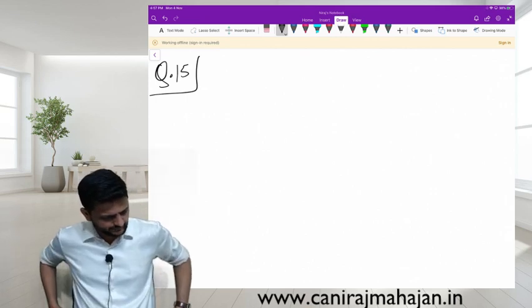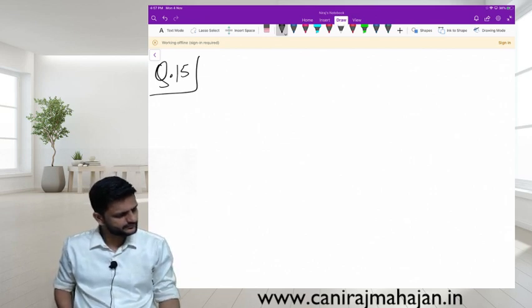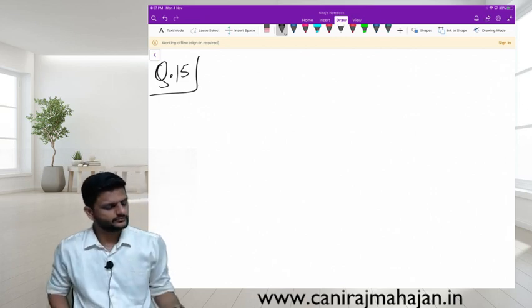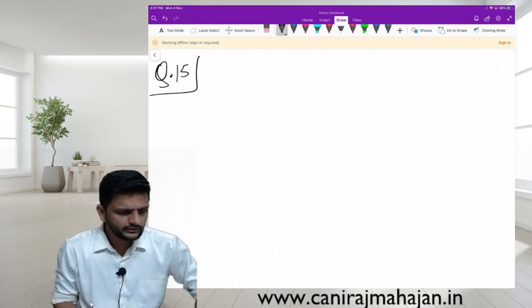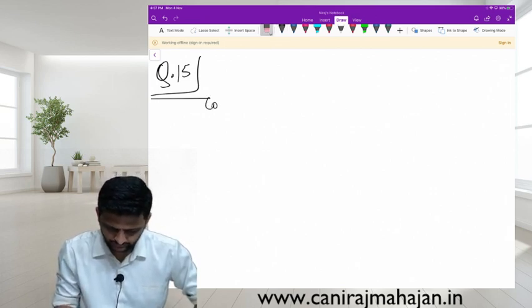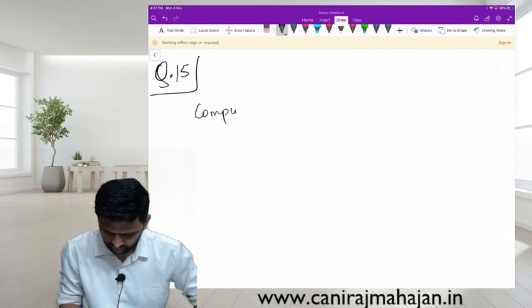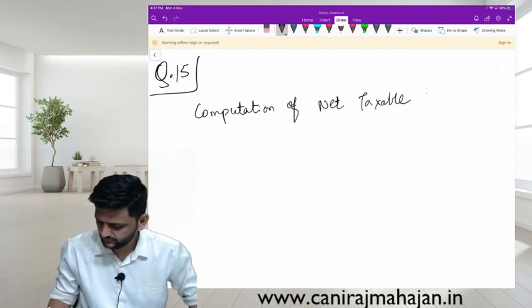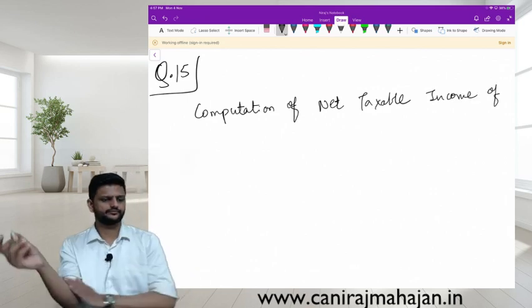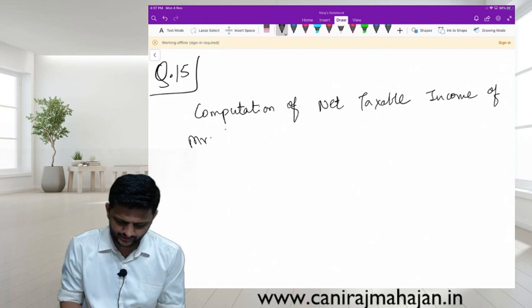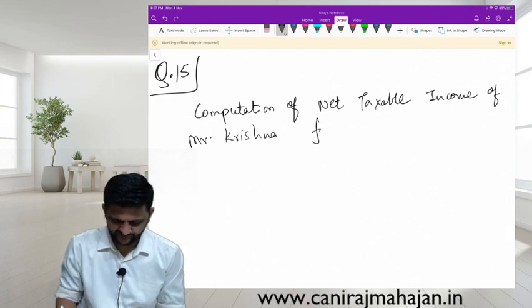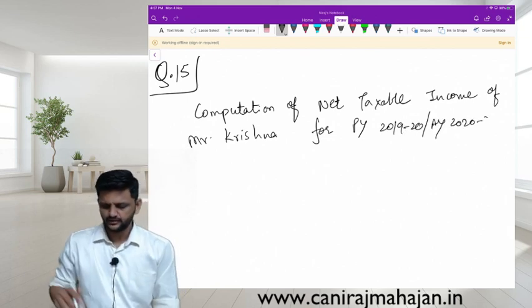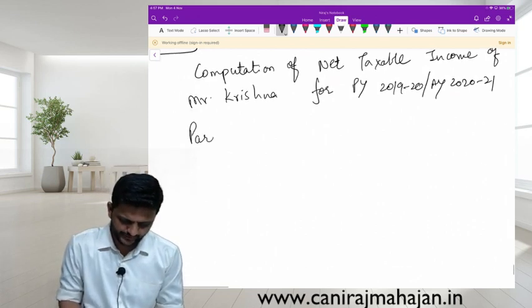Because it comes under IOS. Computation of net taxable income of Mr. Krishna for PY 2019-20, AY 2020-21. Particulars, rupees.